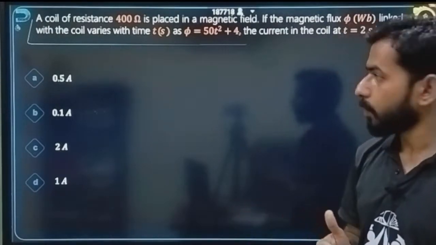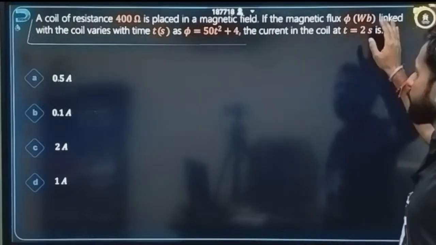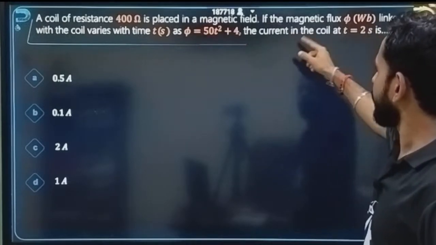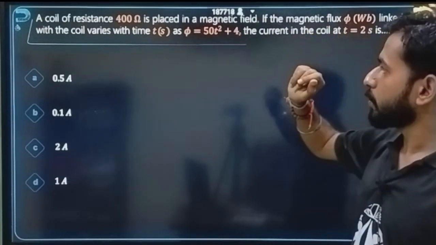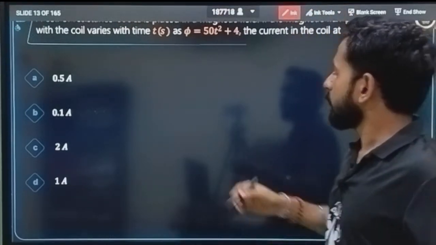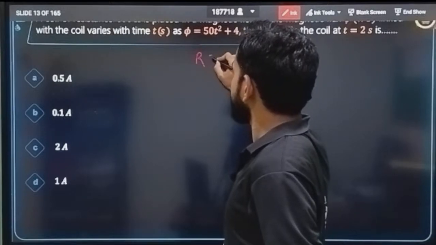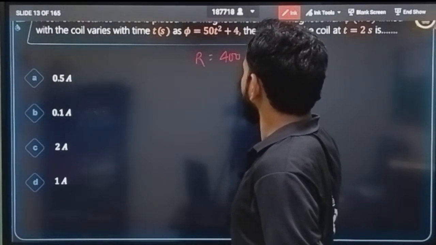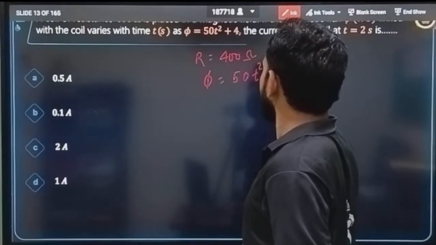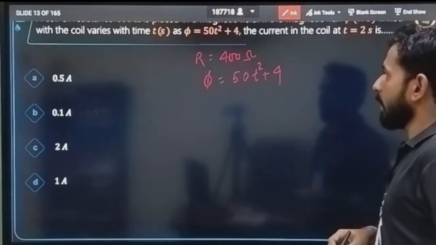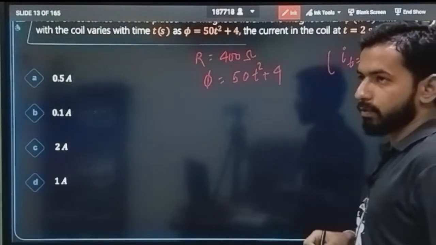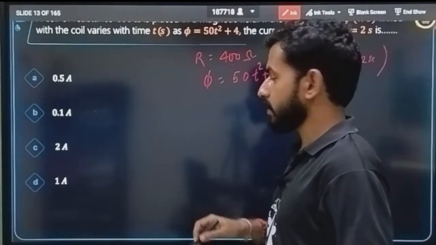A coil of resistance 400 ohm is placed in a magnetic field. If the magnetic flux phi is linked with the coil, this is the flux that they have given, and that is the resistance. You have to calculate the current in the coil at t equals 2 seconds. Firstly, write all the given things. Resistance is given as 400 ohm, correct? Flux is given as 50 t squared plus 4. Now they are asking you about the current at t equals 2 seconds.